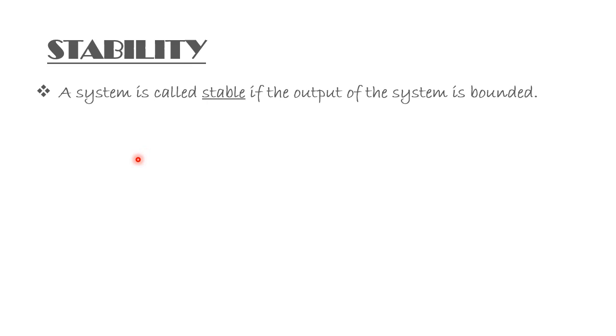We will see it with the help of a diagram, how a stable and unstable system look like.